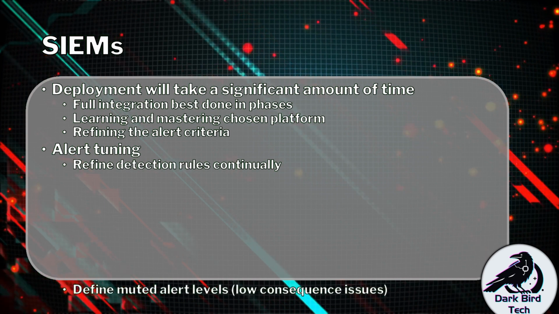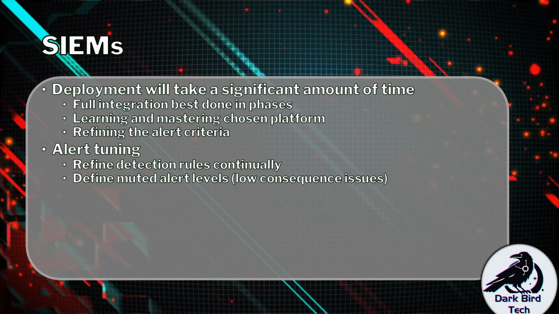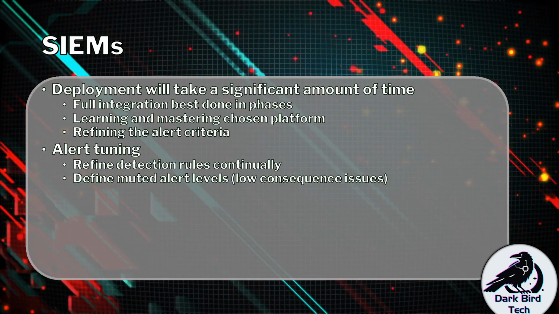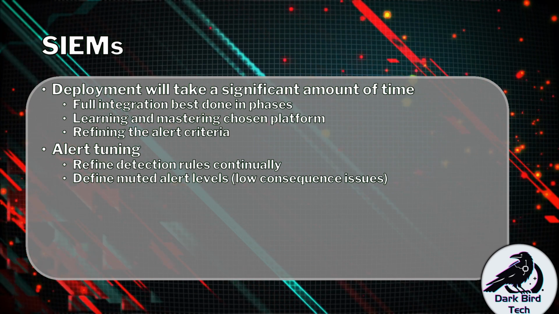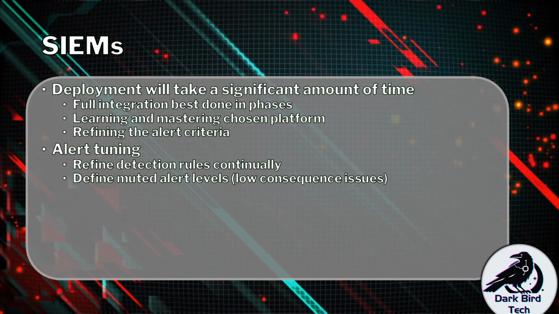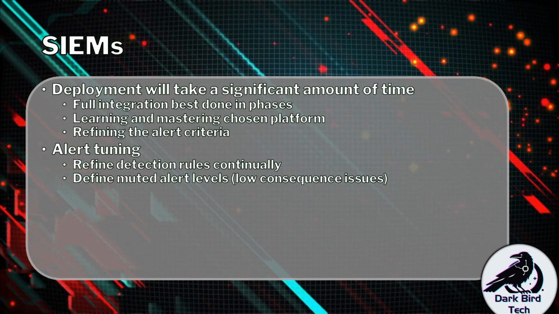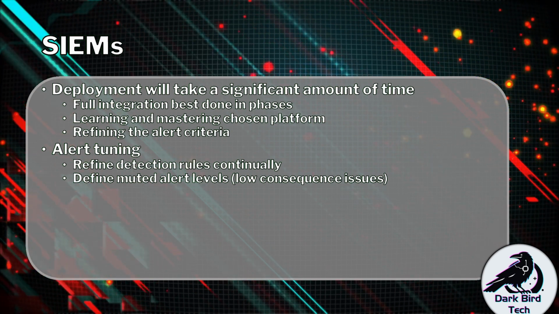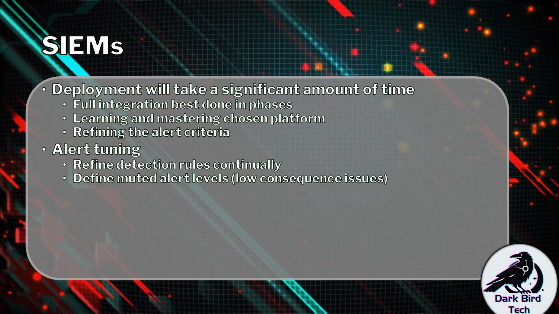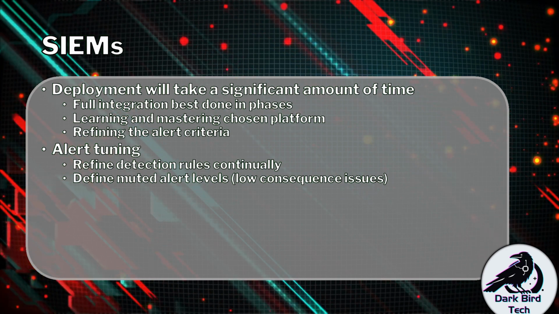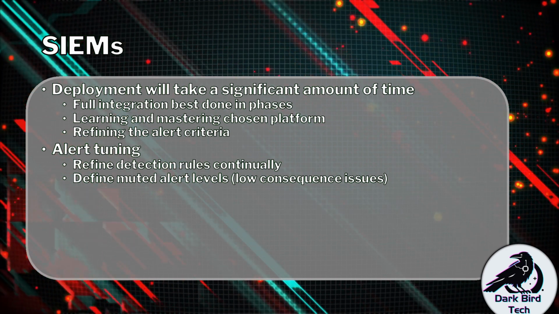You also want to make sure that you define muted alert levels or low consequence issues. Like for instance, a user who keeps locking themselves out but doesn't seem to be doing so in a suspicious way, you might want to mute those alerts. You'd rather have the user that's locked themselves out continually and then suddenly gains access being the alerted criteria.